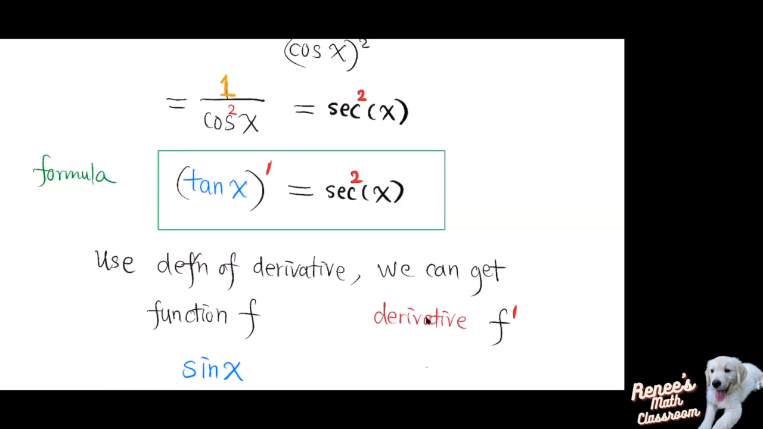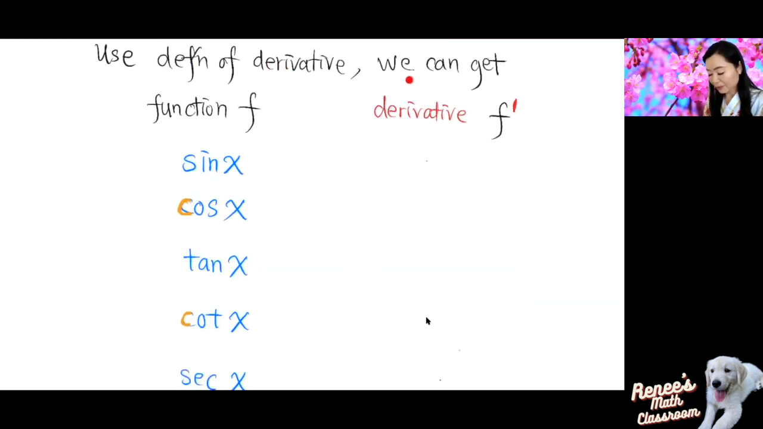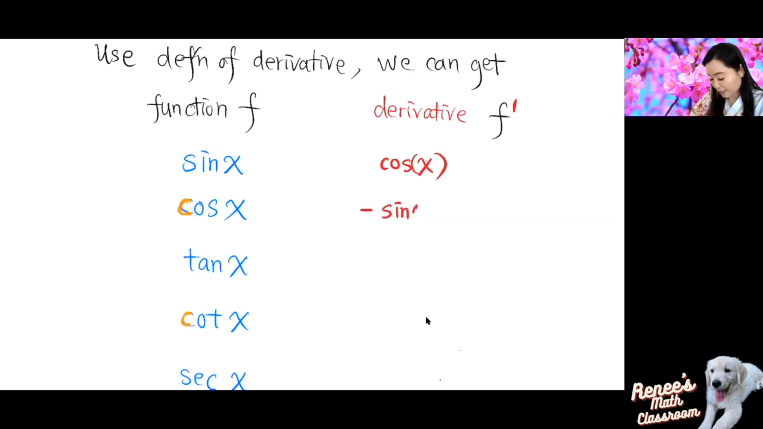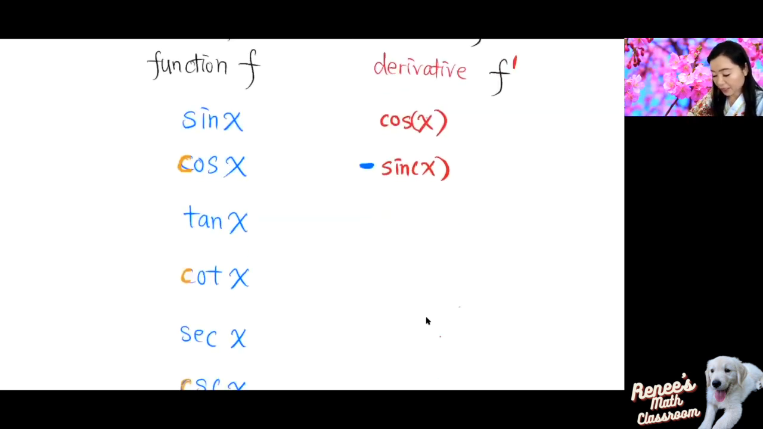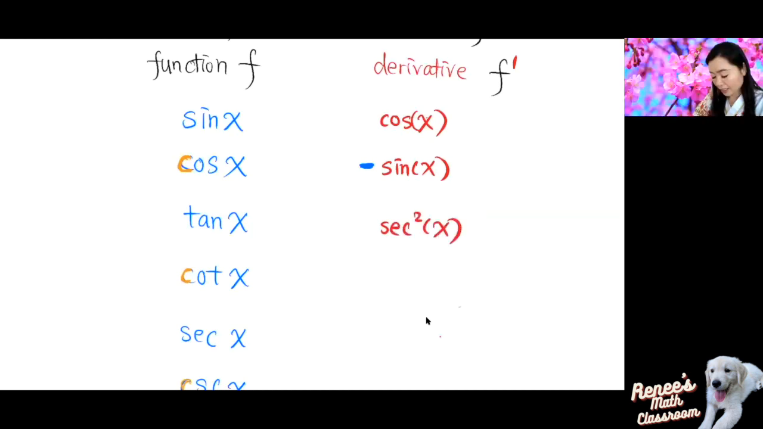Question? All right, so using the definition of duality, we are able to get the duality of each one of these trigonometric functions. So let's put them together. So the duality of sine x is what? Cosine x, yes, you got it. The duality of cosine x is what? Negative sine x. You got it, negative sine x. Don't forget this negative sign in front. Duality of tangent x? Secant squared x. Secant square x, yes, you got it.